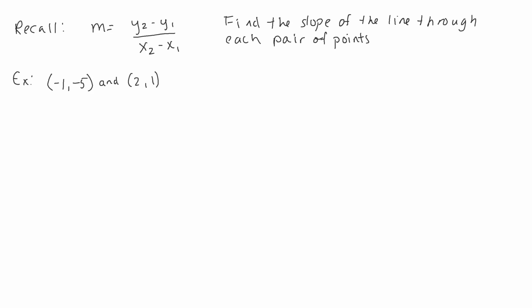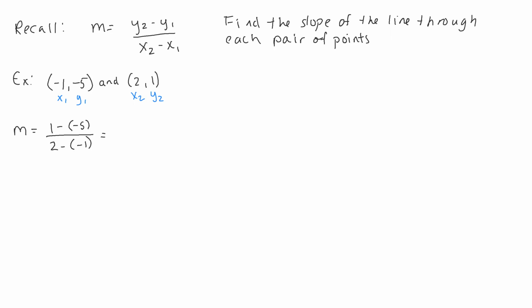Okay, so let's just label these for the sake of being consistent. Let's say this is x1, y1, and this is x2, y2. So when I calculate my slope, I'm going to take y2, which is 1, and subtract y1, which is -5. Be careful, you're subtracting a negative here. And then I'm going to take x2 and subtract x1. Again, you're subtracting a negative.